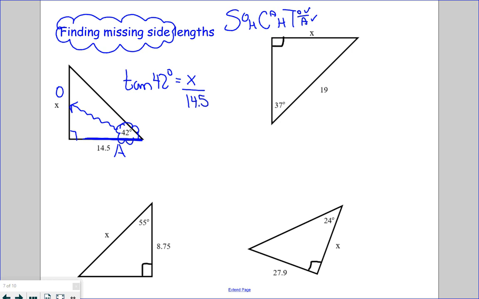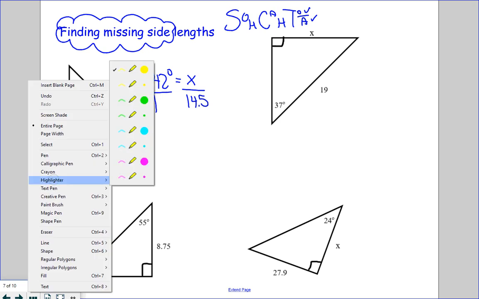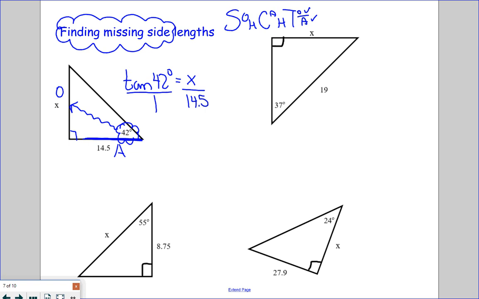So in grade 10, what I showed you how to do was I said put this side over 1. So now what we have here is we have two fractions equal to each other. When you have two fractions equal to each other, we call that a proportion. When we solve proportions, we cross multiply and divide. Okay, so that's how you do side lengths. It's cross multiply, cross multiply and divide.